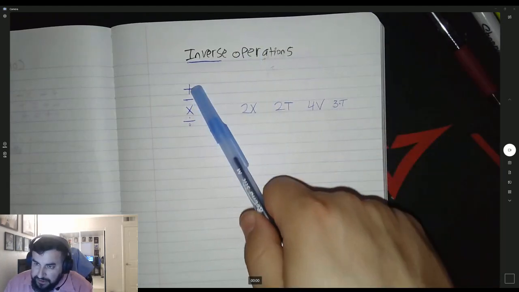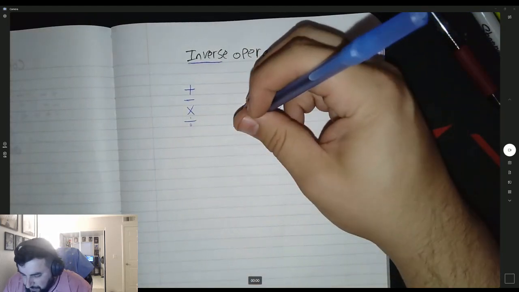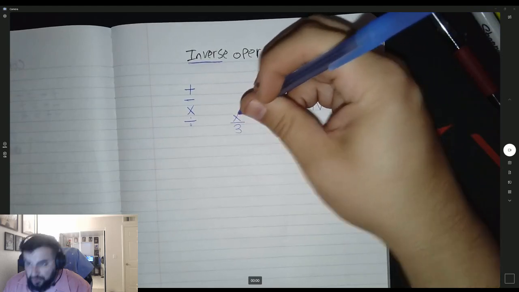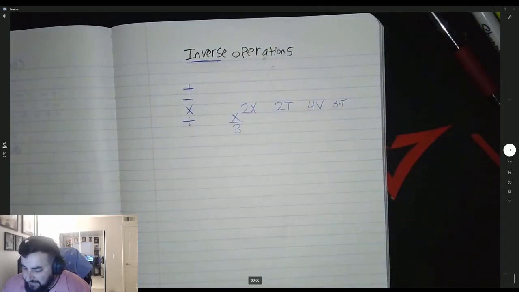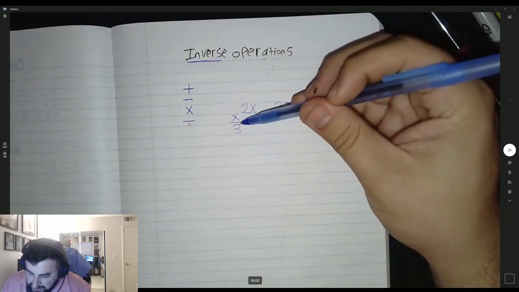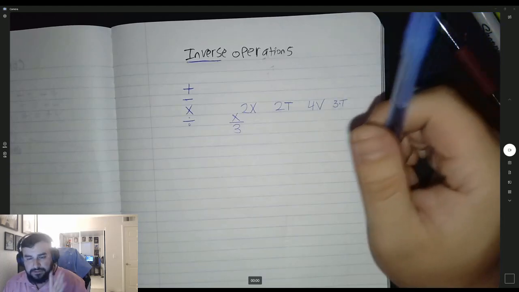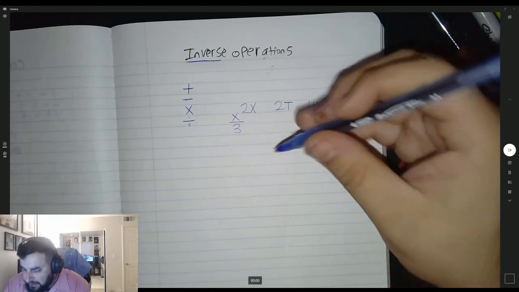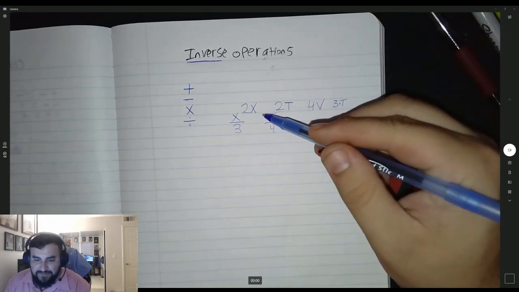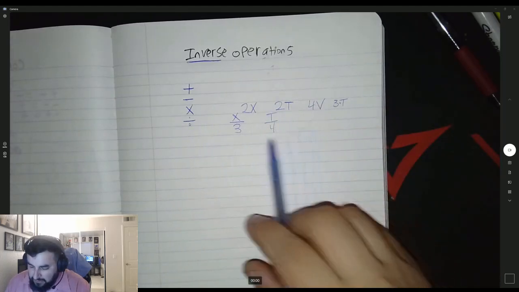Now these will always show, but division may look a little different. You might see this: x over 3. You have to say that as x divided by 3. So it can look that way too, right? Just certain possibilities. What about the letter t over 4? It's t divided by 4, right? So just be aware of those before you start.